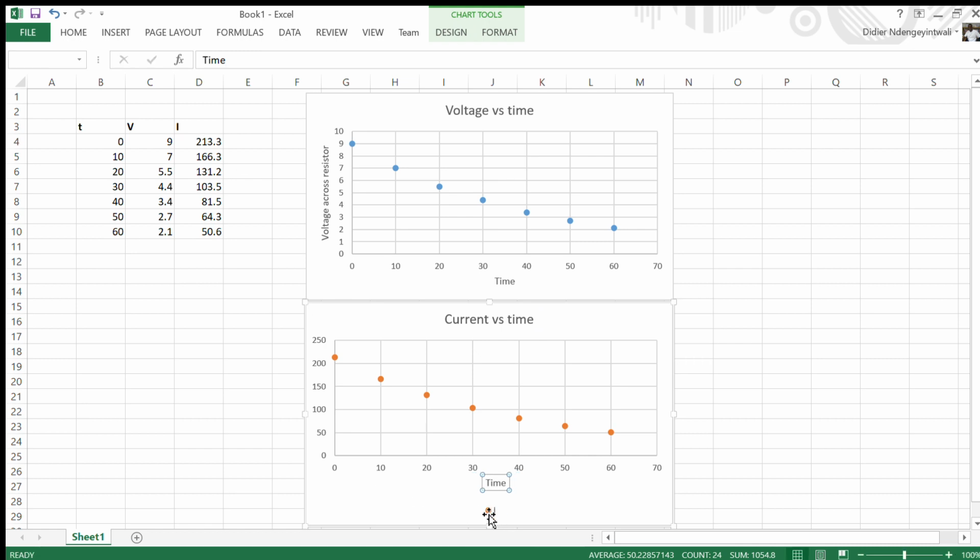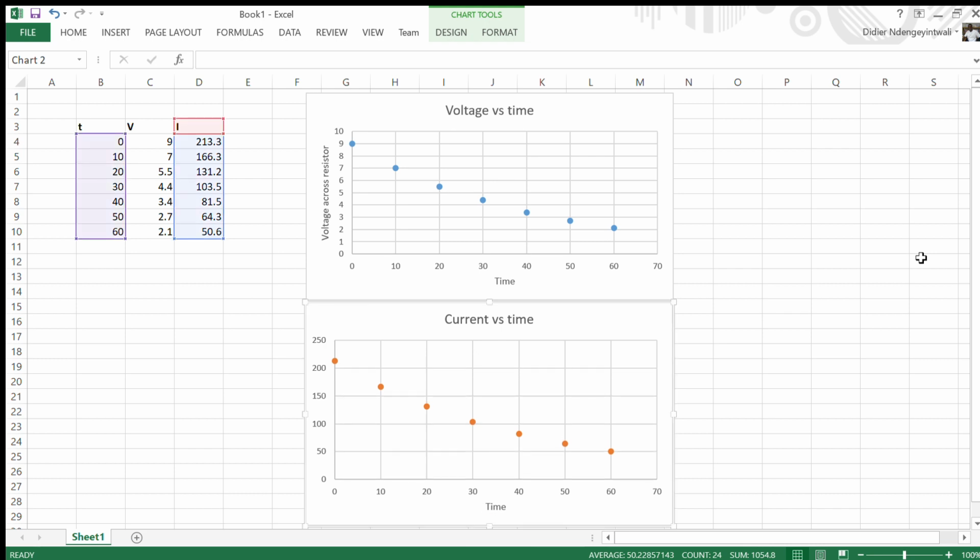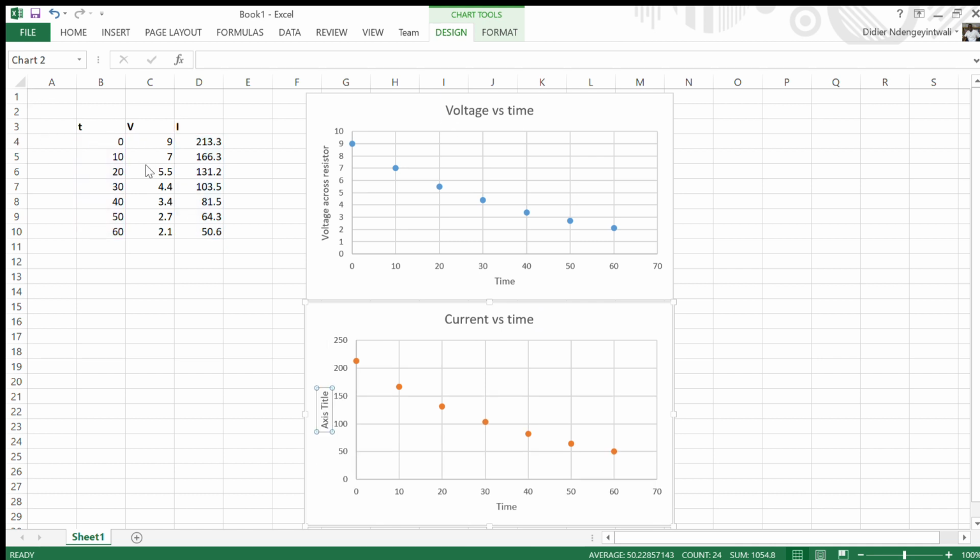I mean, the legend here is not necessary since we have only one curve. I can delete that. And then, of course, I need the vertical axis. Current in microamperes. Remember, the units were microamperes, and the voltage had units in volts.